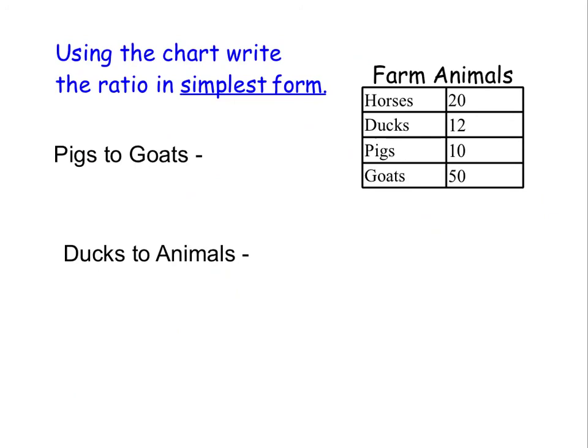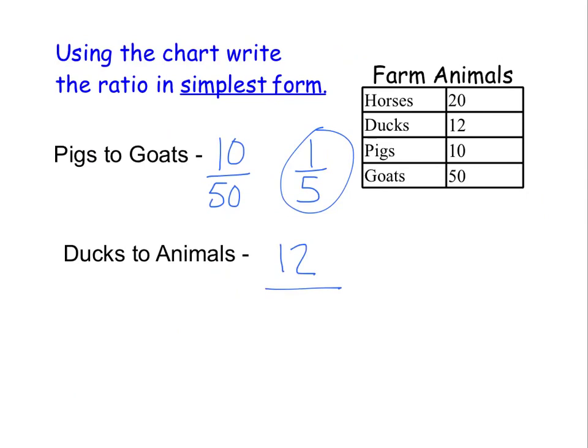Okay, for pigs to goats, you should have gotten 10 to 50 and simplified that to 1 to 5. Ducks to animals, you should have gotten 12. And animals would mean all of these are animals, right? So I'm going to add them all together. Let's see, 50, 60, 70, 80, 90, or sorry, 92. Let me do that one more time to make sure. 20, 30, 40, 50, 60, 70.